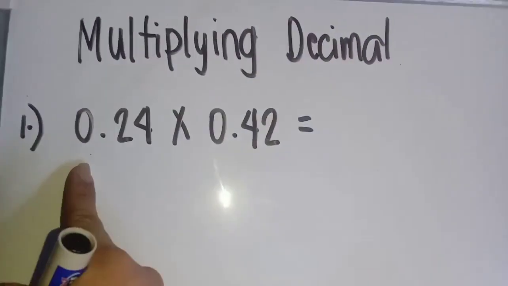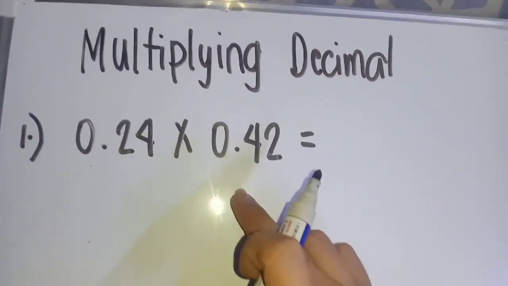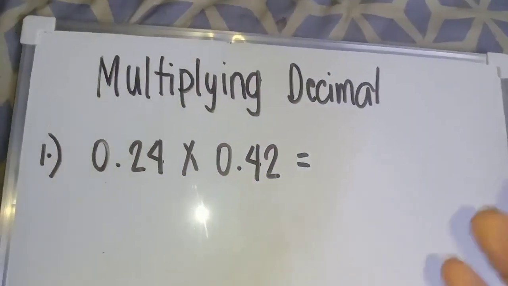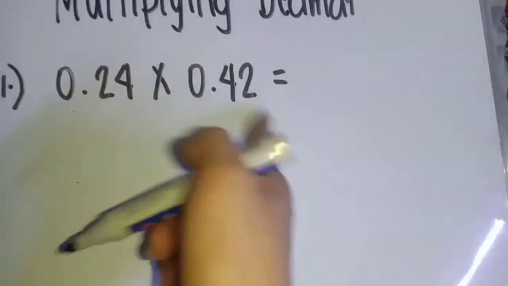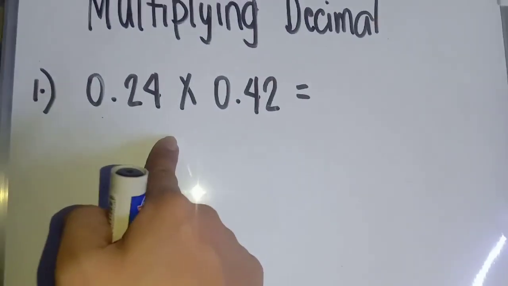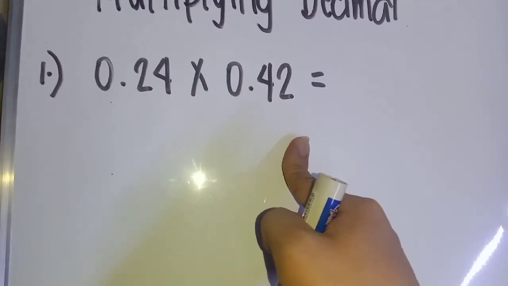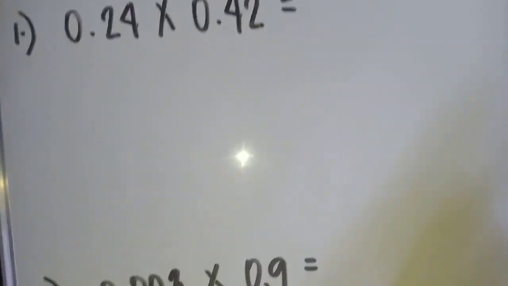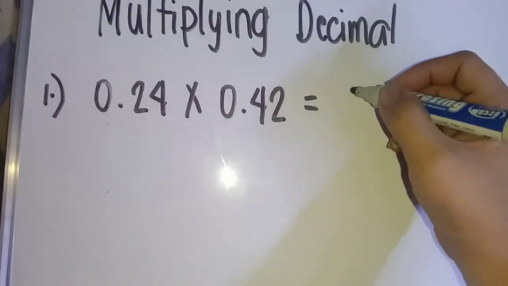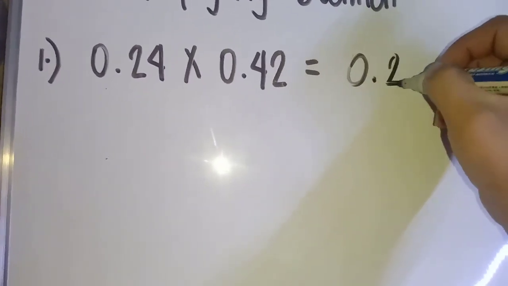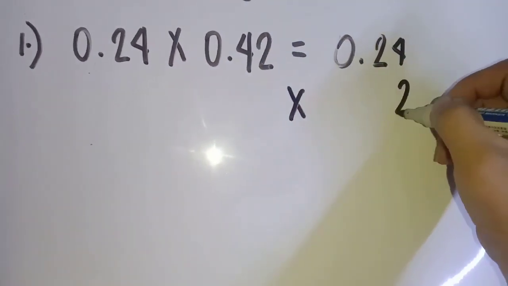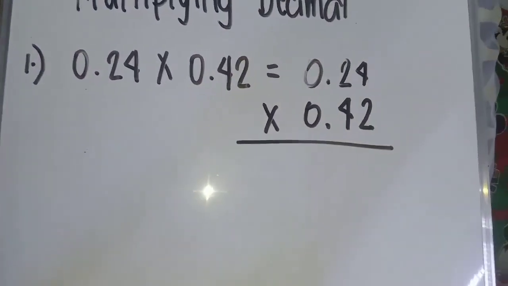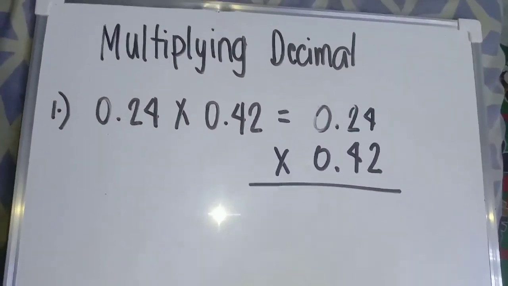Okay, so let's say for example, number 1, we have 0.24 times 0.42. So yung gagawin natin dito is we will align the last number of the first given and also the last number of your second given. So kahit saan na mapupunta yung decimal point, that's not important. So una natin gagawin is to copy the 0.24, times 42. Okay, so we will multiply as usual, kung paano tayo mag-multiply ng numbers.